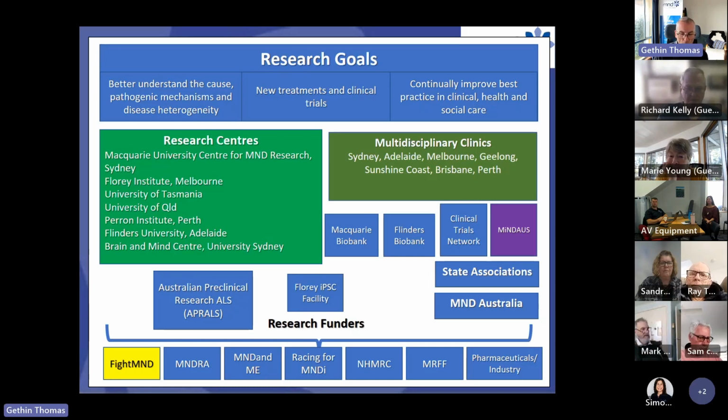And then we have the national bodies as well, the MRFF, the Medical Research Future Fund, and the National Health and Medical Research Council, which have close to $2 billion a year to fund research right across the medical research spectrum. Fortunately, not a lot of that goes to MND research. It funds everything. So most of our research money comes from us and FightMND. And then the pharmaceutical industry also helps to fund things like clinical trials.